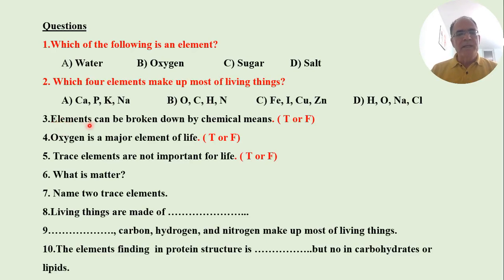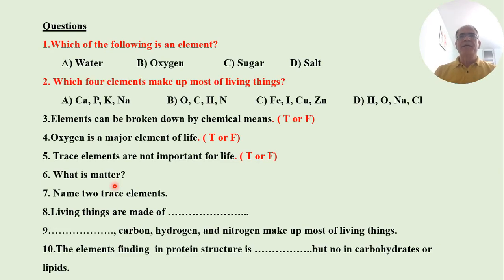Elements would be pure substances. Elements can be broken down by chemical means. True or false? False. Elements cannot be broken down by chemical means into subparticles. Oxygen is a major element of life. Major elements would be oxygen, hydrogen, carbon, nitrogen. True. Trace elements are not important for life. False. The trace elements are so important to carry out different activities and reactions in our body.